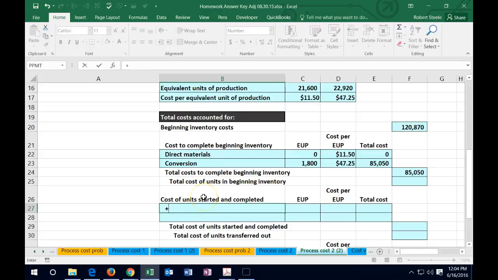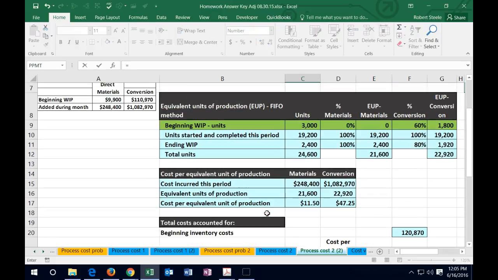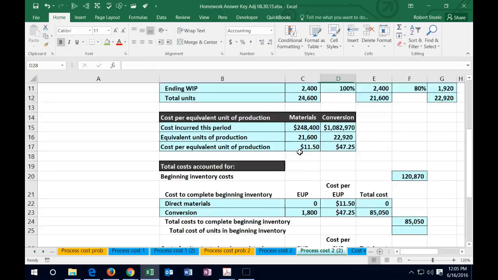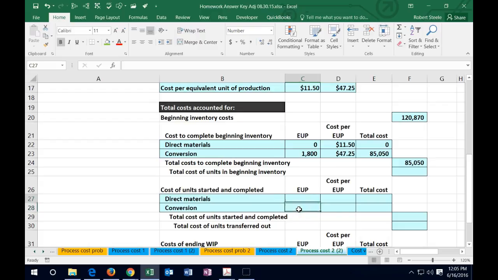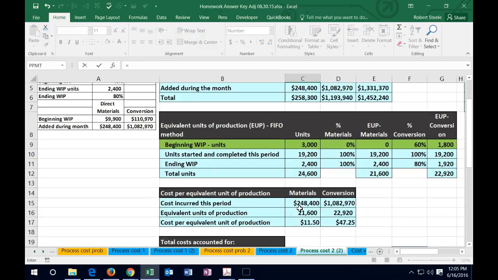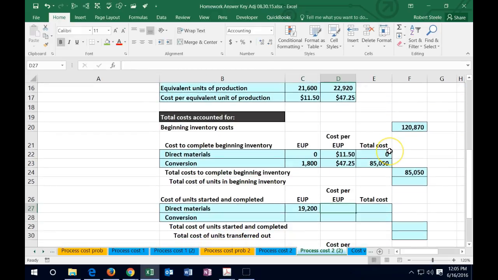So once again, we've got the direct materials and conversion for the cost of units started and completed. I'm going to say this equals, and we're going to go back up to our equivalent units table. For the direct materials, it's going to be the materials here. That's this number here. And then we're going to get the number for the materials for the cost per equivalent unit, 1150. Multiply that out. So this is the number of units for materials that we started and completed, at 1150 per unit.